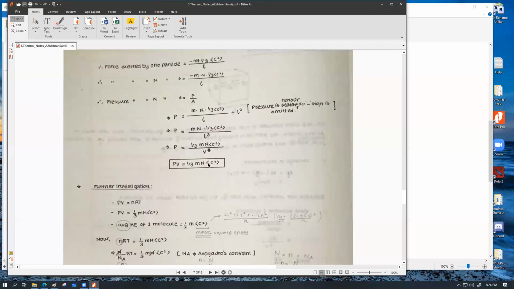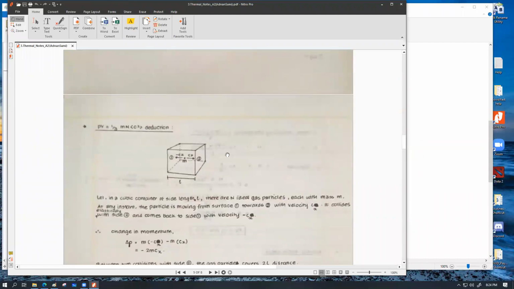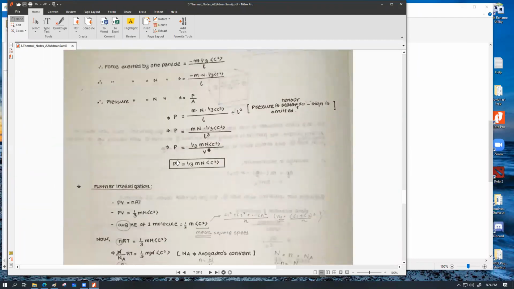So mean square velocity is this thing. So this is the whole equation. Now we derived this equation for the case of a cube shaped container, because it was easier for our working. But ultimately, this equation is equally applicable for all shapes of containers.